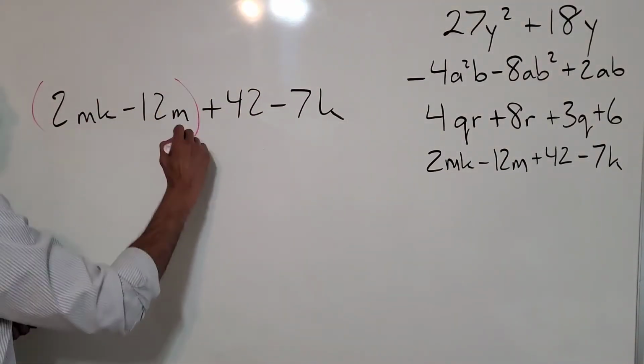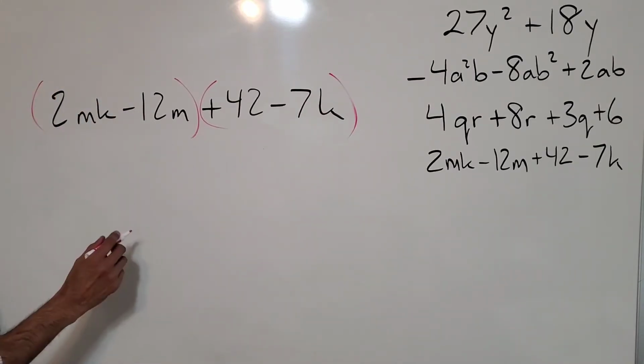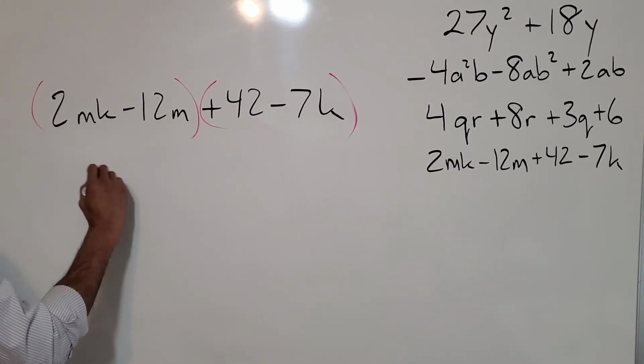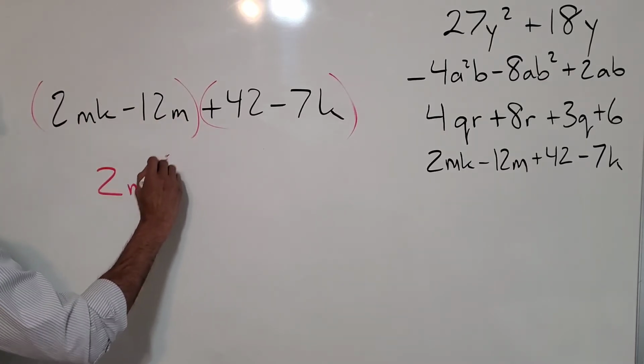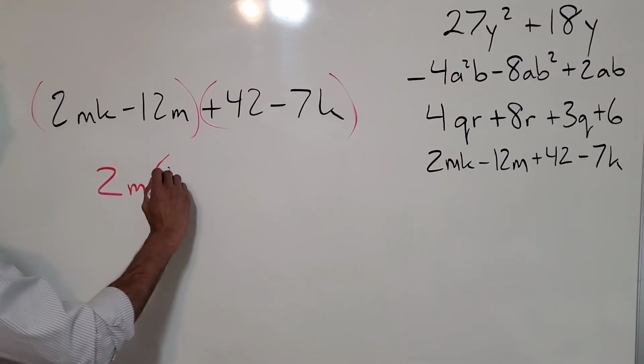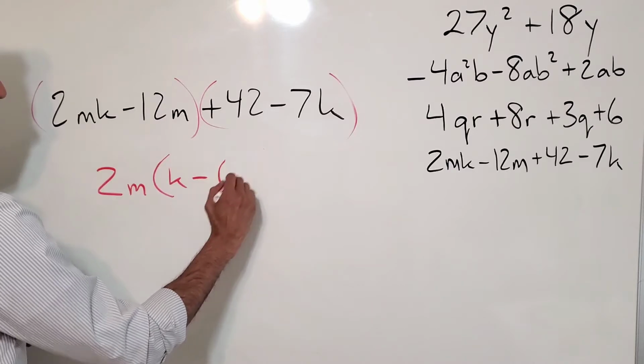I'm gonna group this and this, and this and this. And what can I pull out over here? Biggest number is a 2. Can I pull out m's? Oh, I can. And what's left? Over here I got a k. And then over here, I got a 6.